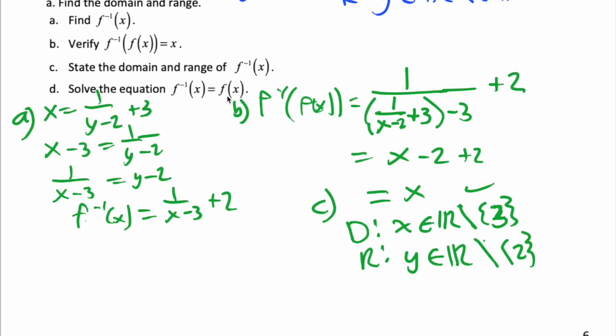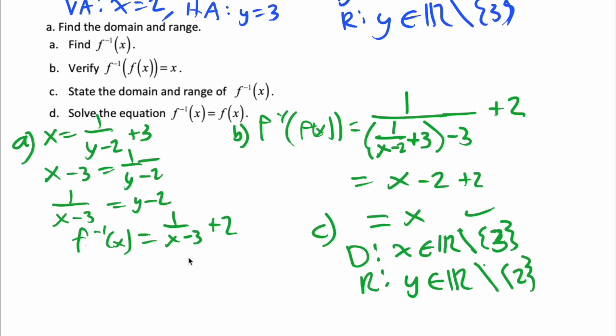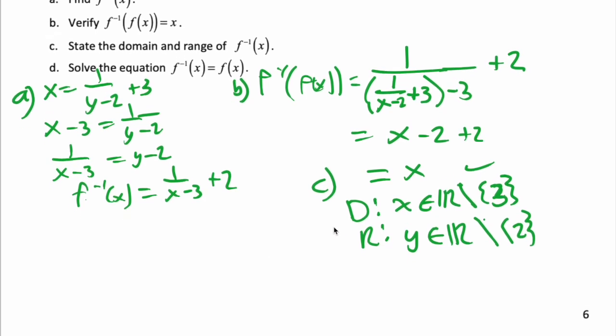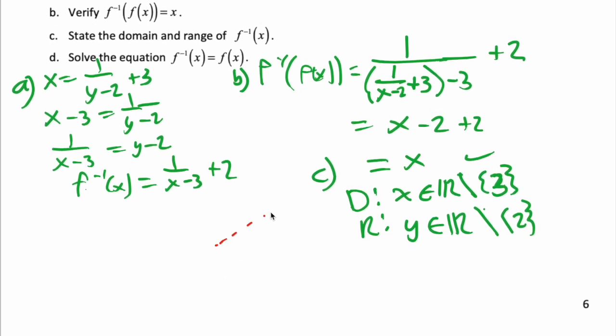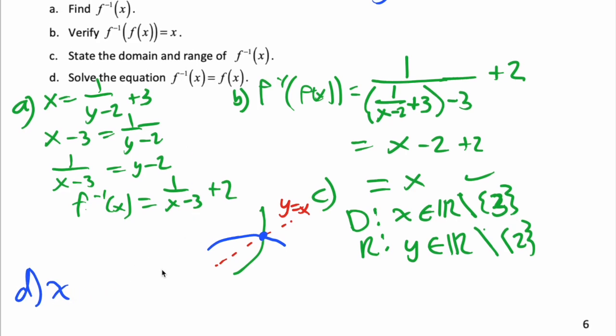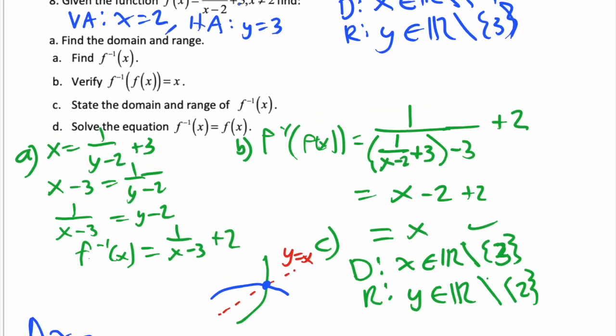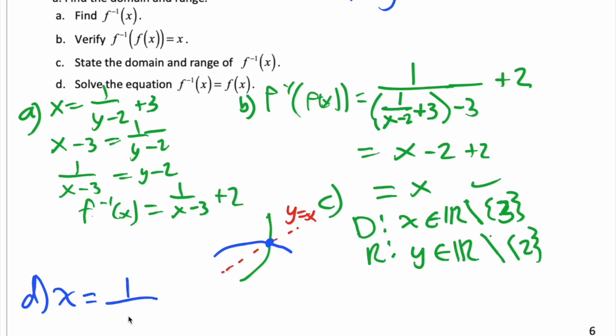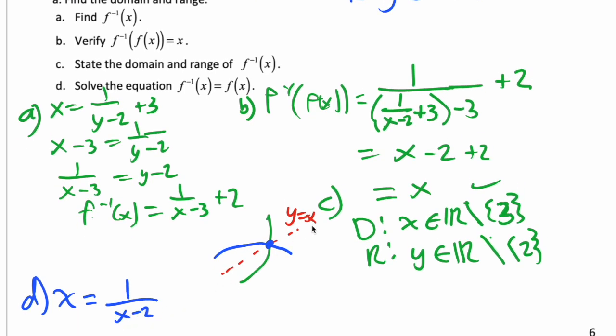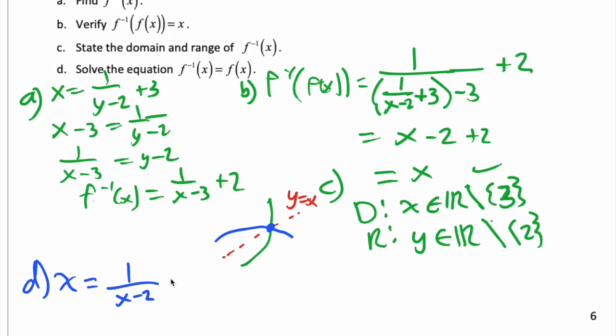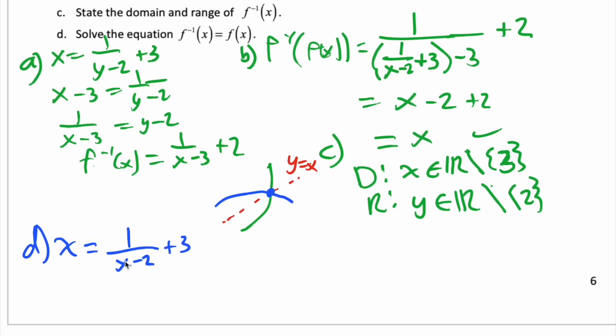Solve the equation f inverse of x equals f of x. Well, we can set them equal to each other. But actually, any function and its inverse are reflected over y equals x. So if you've got a function and its inverse, it's going to always meet on the line y equals x. So this is the same as just setting x equal to either of the functions. So they both look about the same difficulty to solve. So you can just set it equal to this, because y equals x, the inverse and the function all meet on the same line. So we can just solve this equation.